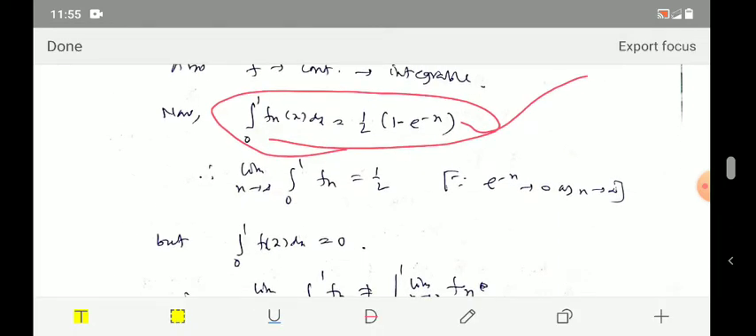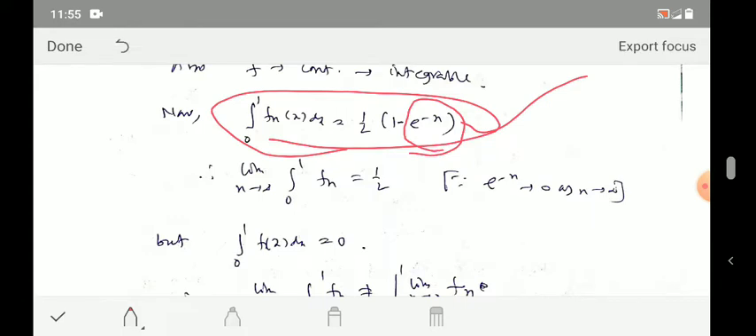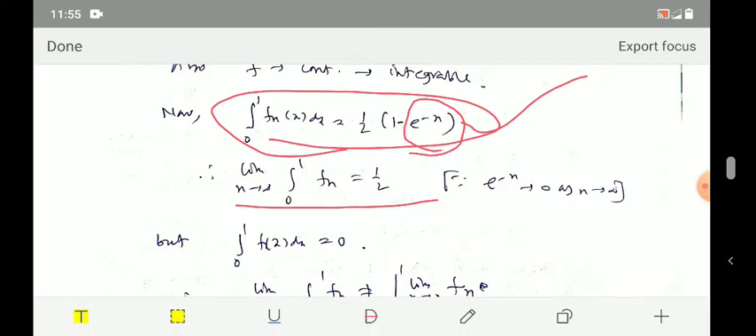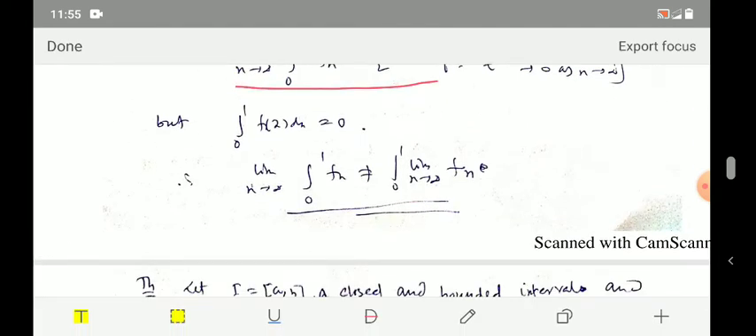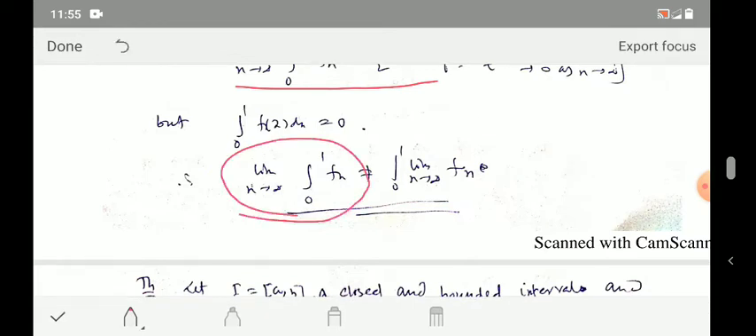So limit n tends to infinity integration 0 to 1 fn becomes e to the power minus n, which tends to 0 as n tends to infinity. Therefore this limit becomes half. But integration 0 to 1 f(x) equal to 0. Therefore we get limit n tends to infinity integration 0 to 1 fn is not equal to integration 0 to 1 limit n tends to infinity fn.